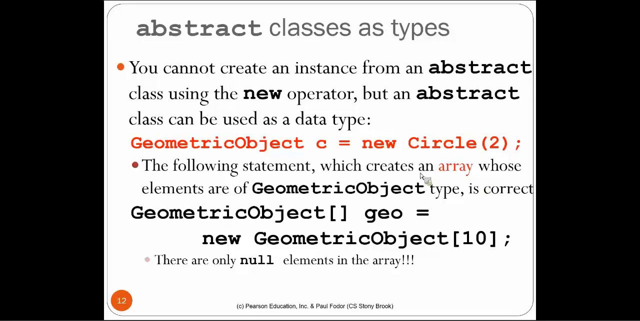So this actually shows the fact that we can create an array of geometric objects as long as we initialize them with actual, concrete objects.